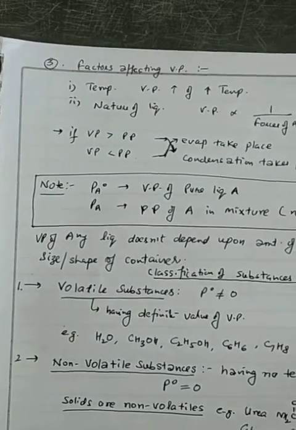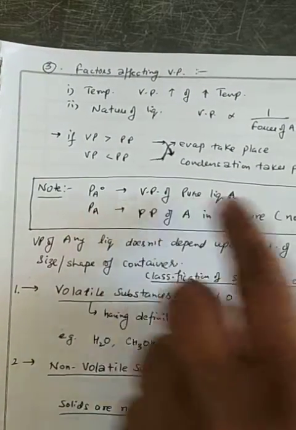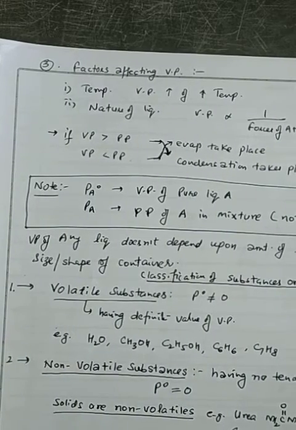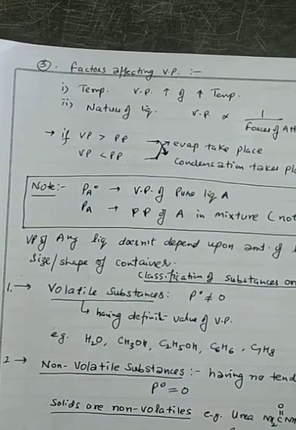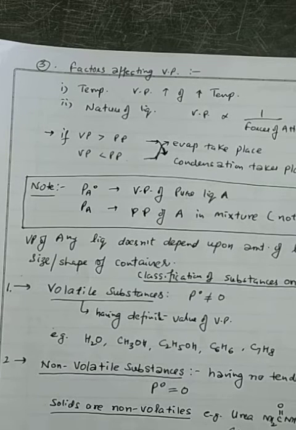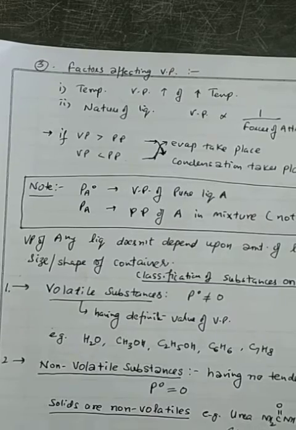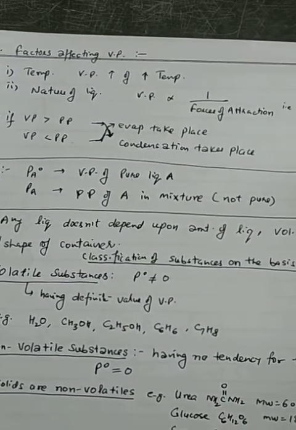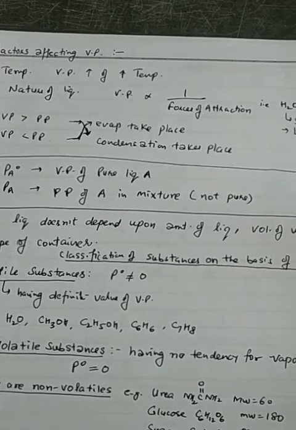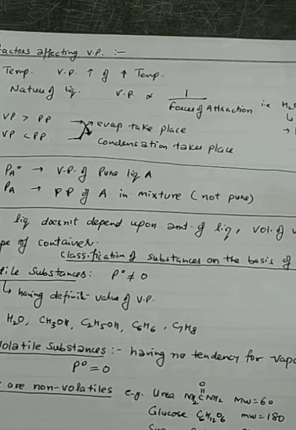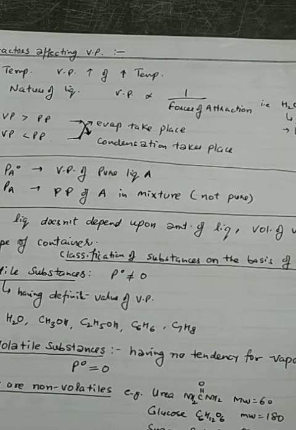Now, there are 2 points. P_A^0 represents the vapor pressure of pure liquid A, when only one liquid is there. The zero means pure. P_A only is the partial pressure of A in the mixture, that is not pure. When we mix 2 liquids, we represent the partial pressure of A as P_A. Suppose we have another component B, then we will represent the partial pressure of that component as P_B.